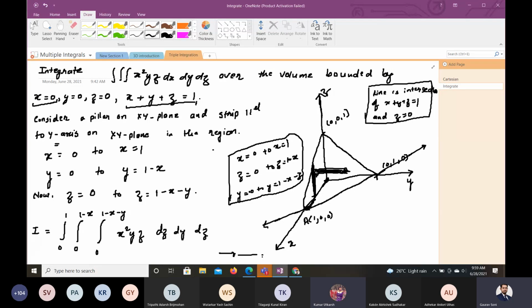Sir, the pillar will move in 3 dimensions. Yes, the pillar is a 3-dimensional thing. Sir, you said the equation of the xy plane is z equal to 0. How is it? Collect the points which have z coordinate as 0. What will you get?